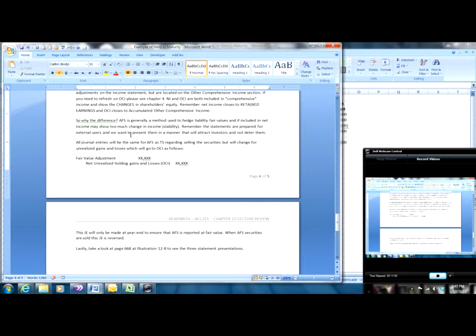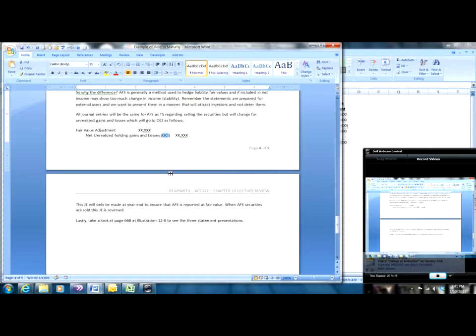Okay, so all the journal entries for AFS and traded securities are the same, with the exception that when we do the fair value adjustments at the end of the year, then we book it to OCI and not net income. That's the difference. Okay, and normally these journal entries are only made at the end of the year, unless there's some policy where the company actually does a hard close every month. Then we would do it then, but it is an end of period adjustment.